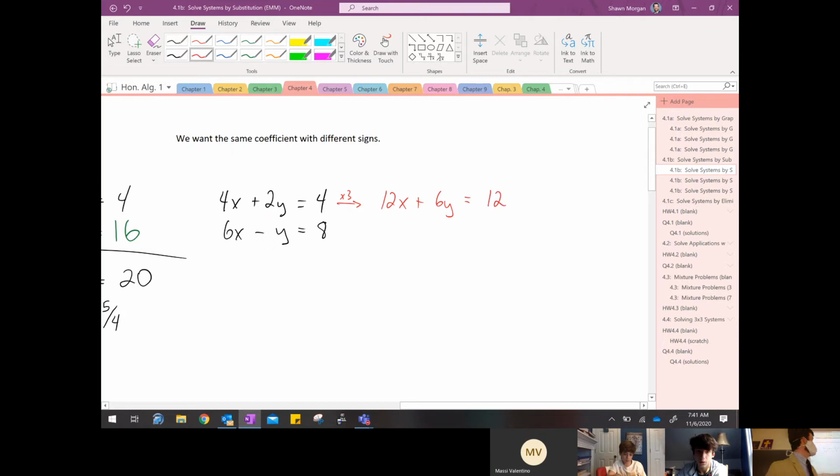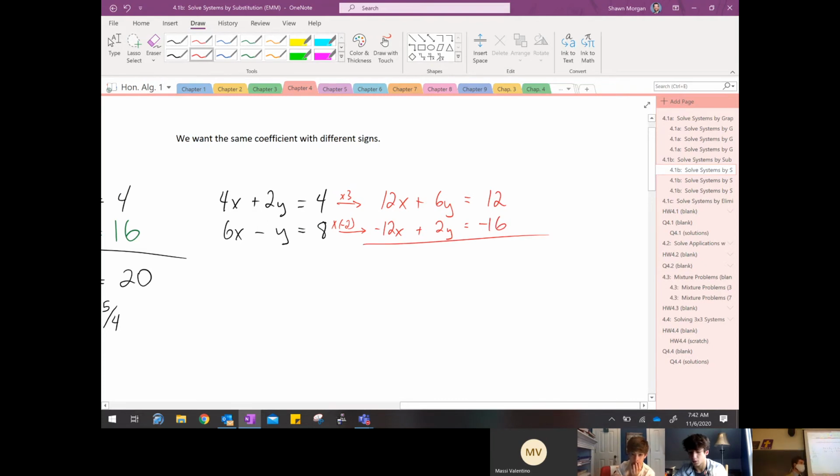Now, I got 12x. What do I want to multiply on this bottom row then? 2. What kind of 2? Why negative 2, Alex? Now this is kind of an optional thing, right? We want our coefficients to be the same value, just different signs. And so I always tell my students, go ahead and put the negative in there as needed. So negative 2 times 12 is negative 12x. Negative 2 times negative 1 is positive 2y. And then negative 2 times 8 is negative 16.